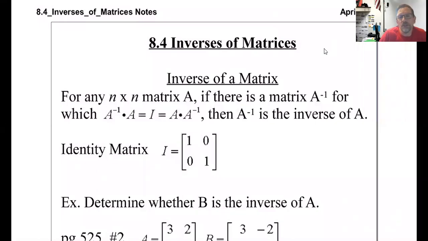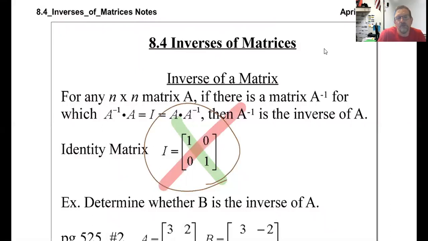Going to discuss inverse matrices. So what an inverse matrix is: a matrix that, when you multiply it by another, gives you this beast called the identity matrix. The identity matrix is always easy to identify because along this diagonal you get ones, and along the other diagonal you get zeros. It's that simple.